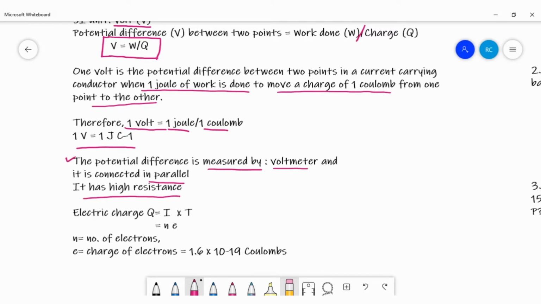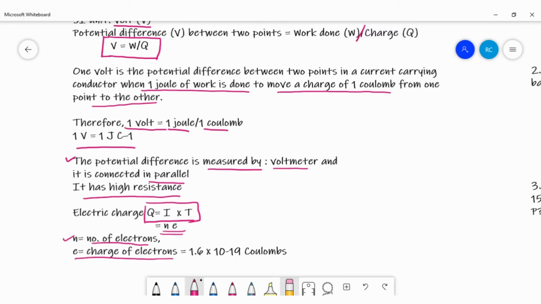And in the last video we already discussed what is meant by electric charge, and we already discussed one equation to calculate the electric charge. So electric charge Q is equal to I into T. This equation we already did in the previous video. To calculate electric charge we can use one more equation, that is N e, where N is the number of electrons in the conductor and e is the charge of an electron. And the charge of an electron is constant and its value is 1.6 into 10 to the power of minus 19 coulombs.